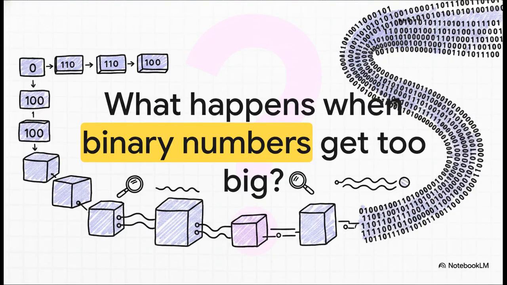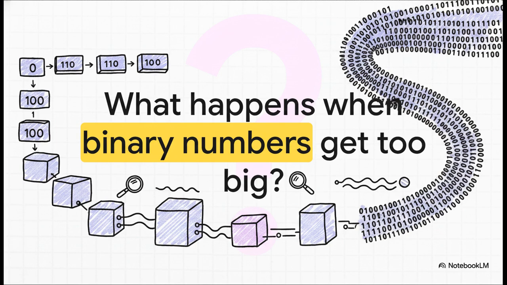To truly appreciate why we even need hexadecimal, we first have to look at the massive elephant in the room when it comes to the language of computers. So let me ask you this. What happens when binary numbers get too big? You see, the binary representation for small numbers is wonderfully simple, right? Counting to 5 or 10 is an absolute breeze.